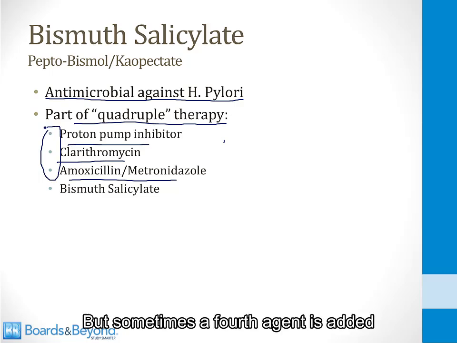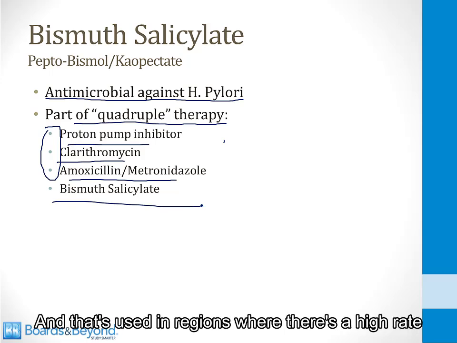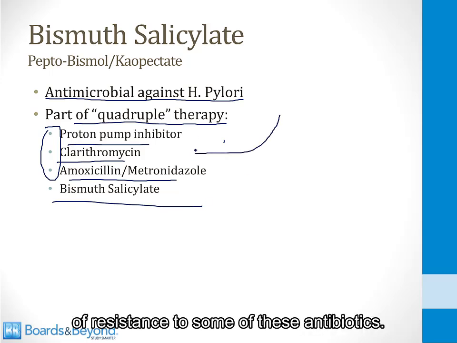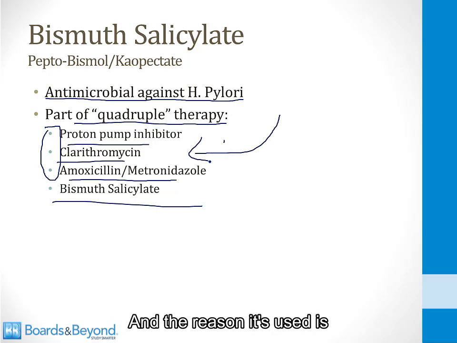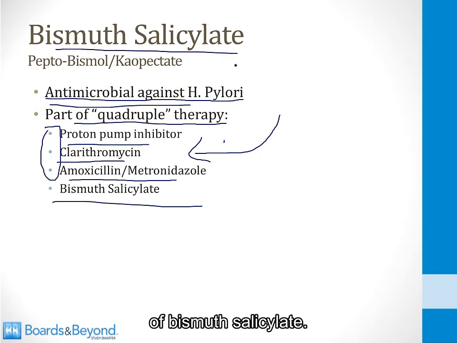top of this list. But sometimes a fourth agent is added, and that's called quadruple therapy, and that's used in regions where there is a high rate of resistance to some of these antibiotics. And the reason it's used is because there is antimicrobial activity of bismuth salicylate.